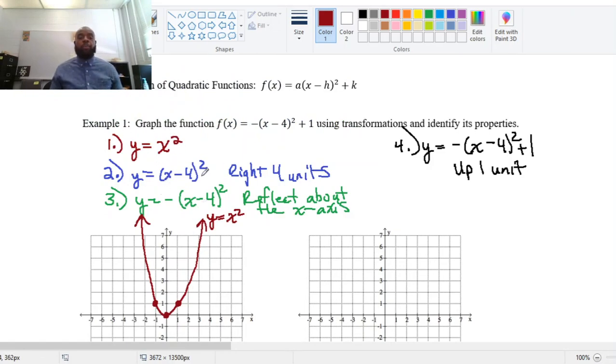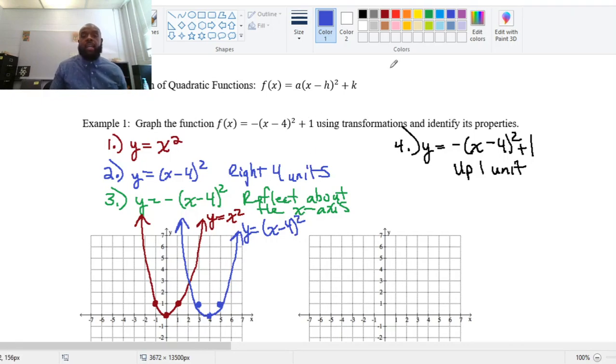Now I'm going to transform this by moving all of my points to the right 4 units. So where I had the point negative 1, 1, it's going to become the point 3, 1. Where I had the point 0, 0, I move that to the right 4 units and have the point 4, 0. And then my last point is going to be the point 5, 1. And I have my second graph. It's hard for me to draw on the screen, I'm sorry. So that's y equals the quantity x minus 4 squared.